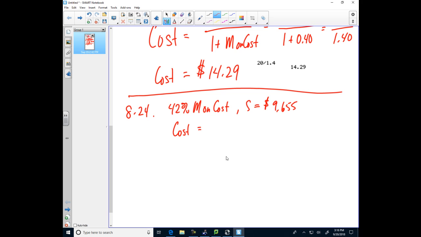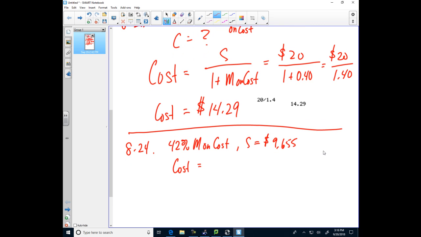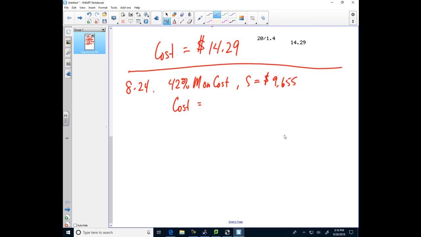I think so. I think it's the same one we used right here, isn't it? The one in this lower left-hand corner. Does everybody see why that would work for us? So we're looking for that. So we have a relationship here, a formula that says cost equals S divided by 1 plus percent M. I'm going to call that M cost on there. Okay?